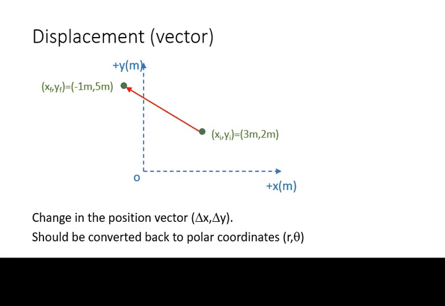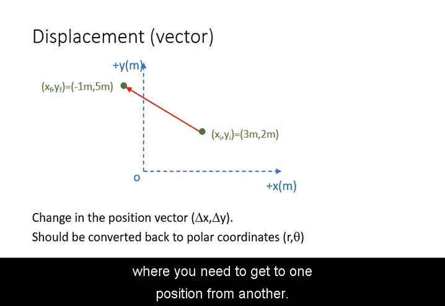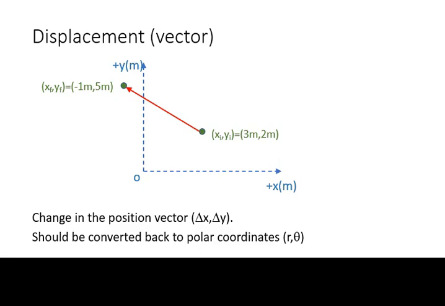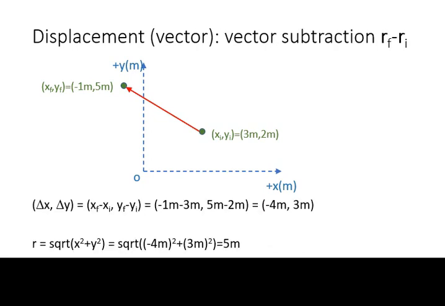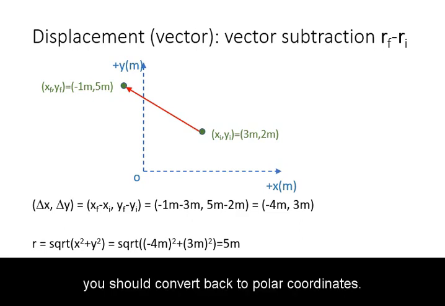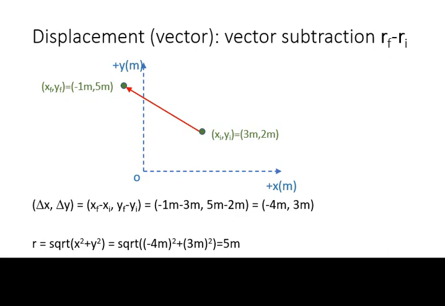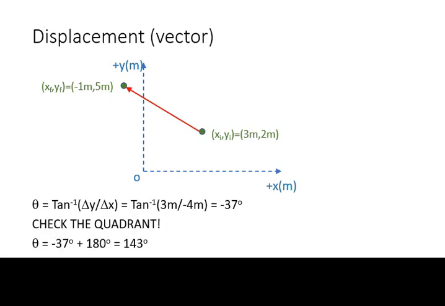Displacement is applicable where you need to get to one position from another. You need to know how far and in what direction you have to travel. Even if you start with Cartesian coordinates, you should convert back to polar coordinates. Be especially careful when calculating the direction because you need to check the quadrant that you are traveling in.